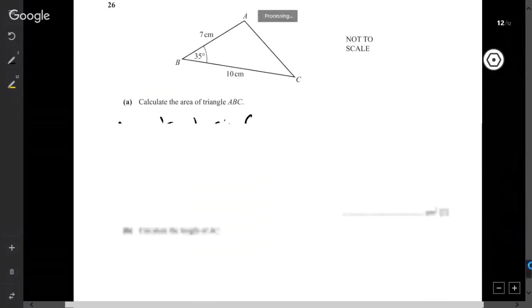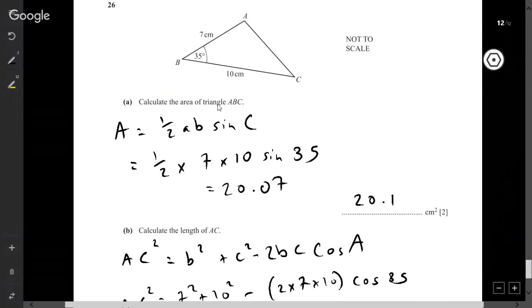Okay, number 26. Calculate the area of triangle ABC. Here it is. Okay, we're going to use the sine rule for area, which is half ab sine C. So half times 7 times 10 sine 35. Type that into your calculator, 20.07, or round it up, 20.1.